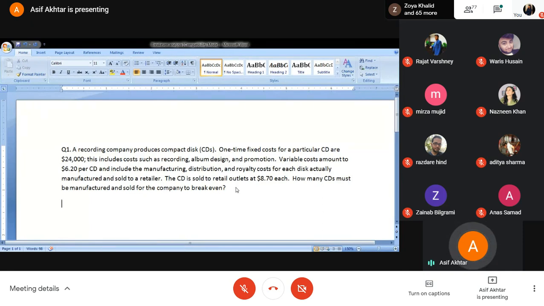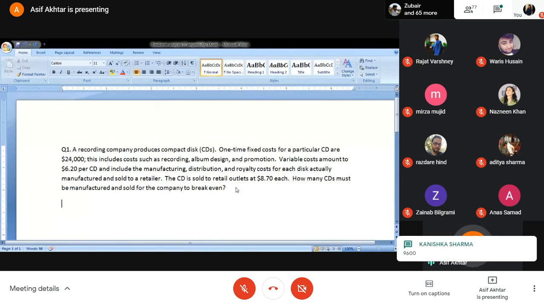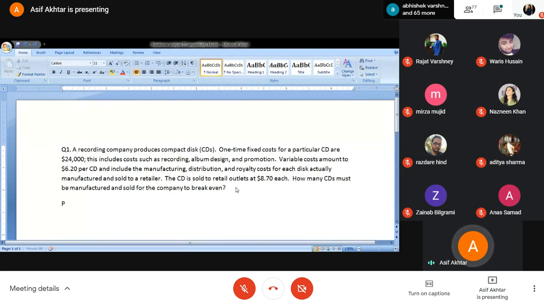Let me first go back to the basic concept of break-even. Break-even is a point where there is no profit, no loss. So first of all, write down profit equal to revenue minus cost. This equation we have to understand. Now, according to the definition of break-even, profit is equal to 0. That is, R minus C is equal to 0.